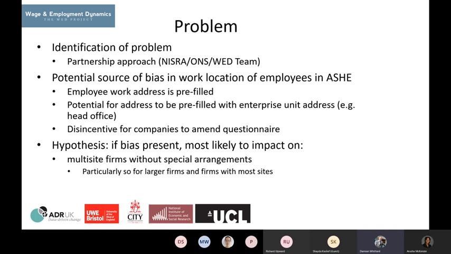From the discussions with colleagues in Northern Ireland, they expressed some concerns about the accuracy of the work location variable in ASHE. For ONS, who produce aggregate figures, obviously this is of less importance to them, but for researchers looking to do some spatial analysis or commuting type analysis, obviously this is a really important issue. So we decided to look into this problem in a bit more detail.